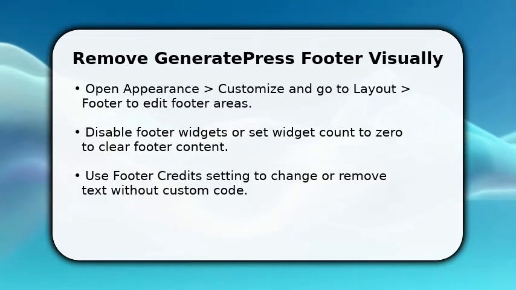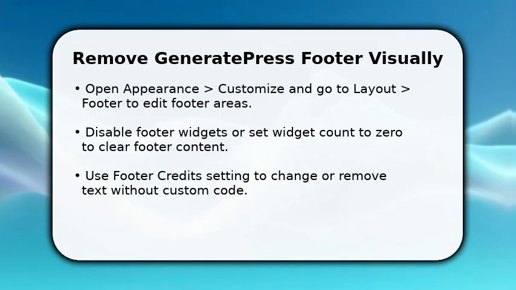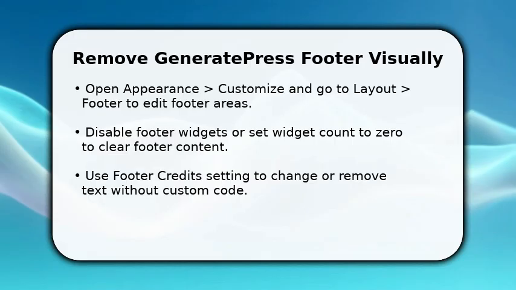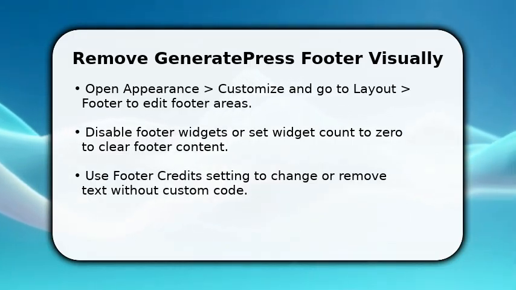Open your WordPress dashboard and navigate to Appearance, Customize to start. Choose Layout, then Footer to access footer areas and settings. Set footer widgets to 0 to remove extra widget columns quickly. Scroll to footer credits to edit or delete the displayed text directly in the customizer.